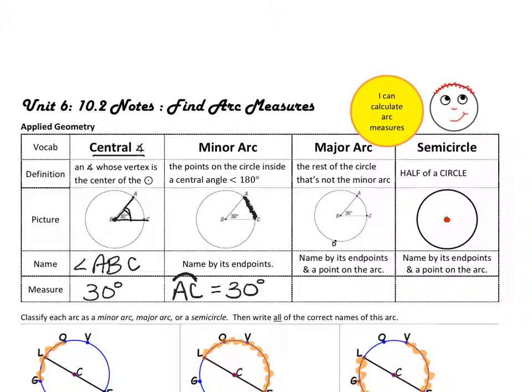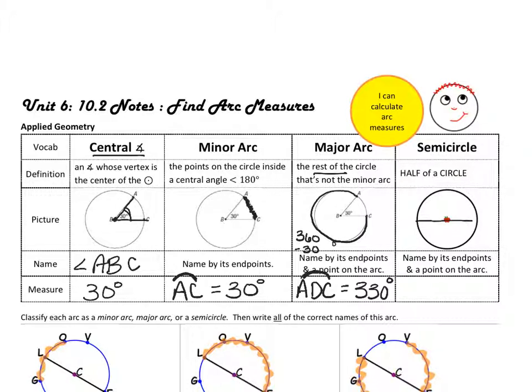A major arc is the rest of the circle that's not part of the minor arc. So if we look at our circle and we draw it all the way around the other side, this is arc ADC. We use 3 letters to write major arcs. Now, to figure out the measure of the arc, we know that a whole circle is 360 degrees. We just have to subtract the 30 that's given to us to give us an arc measure of 330 degrees.